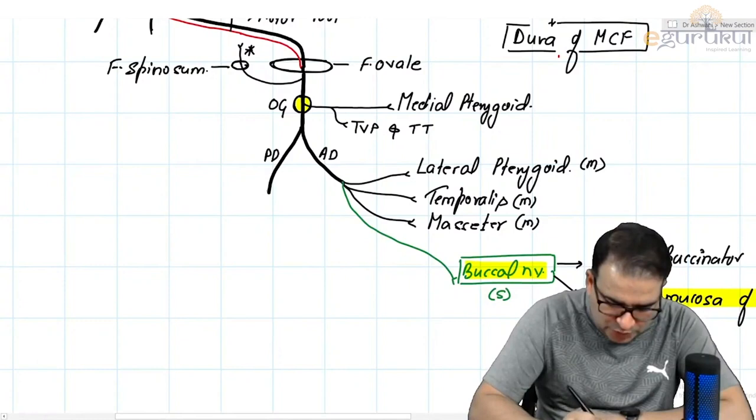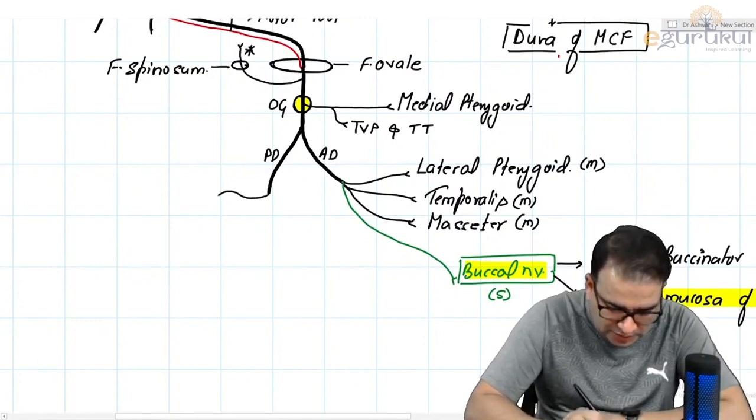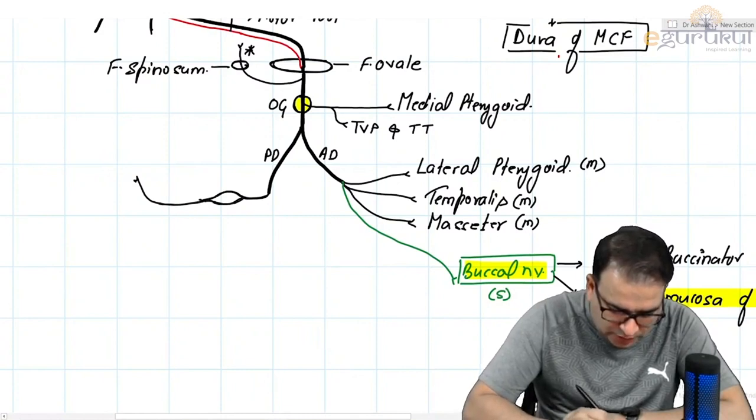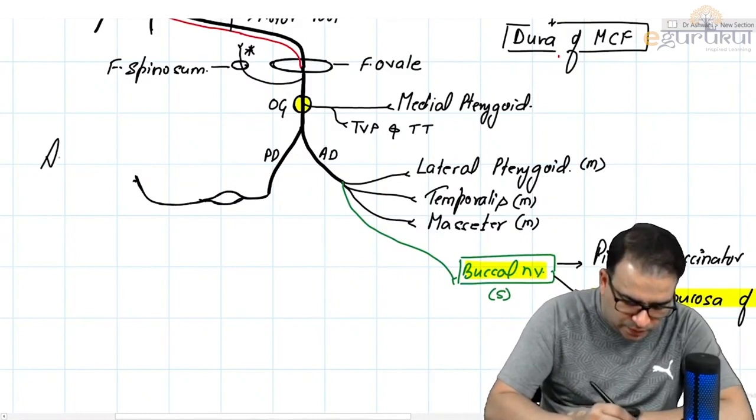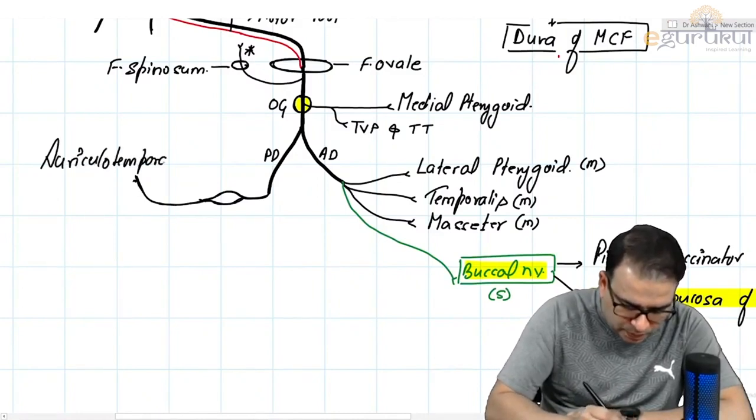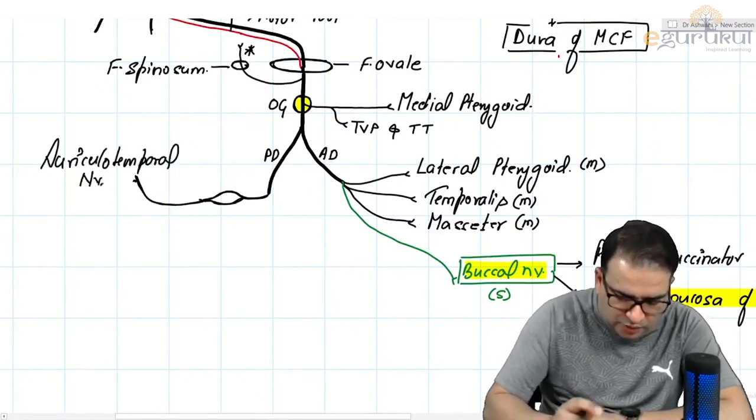One of the branches of the posterior division is called the auriculotemporal nerve. Now look at how I'm drawing it, guys. That's one of the branches from the posterior division. There are others as well, but first let's stick to this one. This nerve here is called the auriculotemporal nerve.